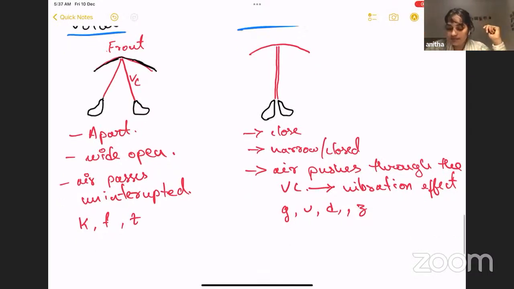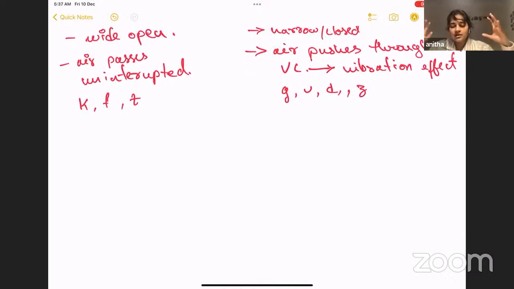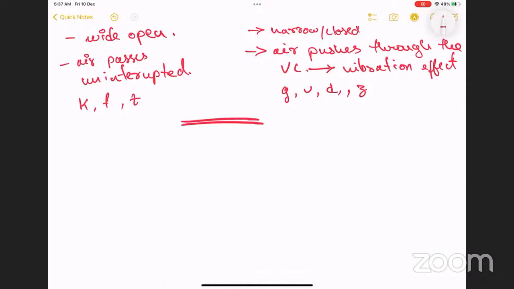If you are not able to distinguish, you know how to do it. You can go to your room, because sometimes others are also making the same sound, and it's a little difficult to distinguish at first. When you are by yourself, just keep your fingers on your throat and say these sounds out loud, and you will realize that there is a clear vibration when it comes to the voiced sounds. So that is about the voiced sounds.